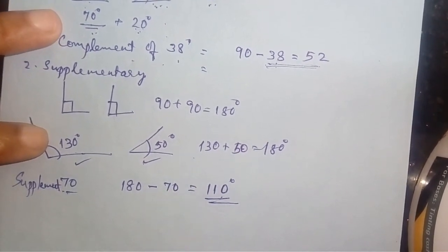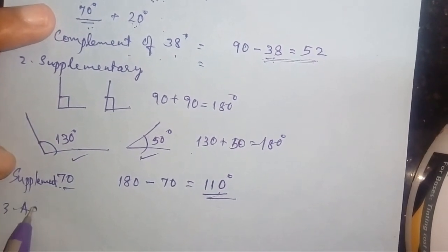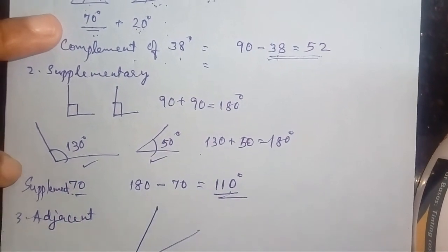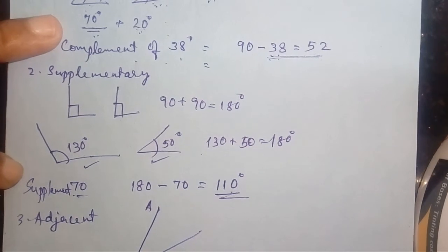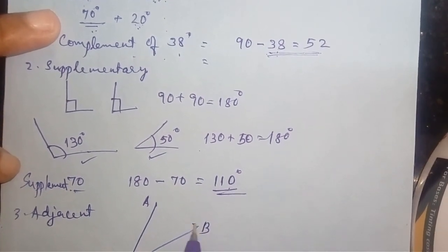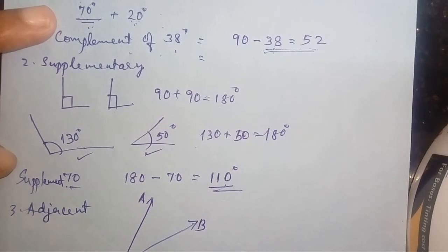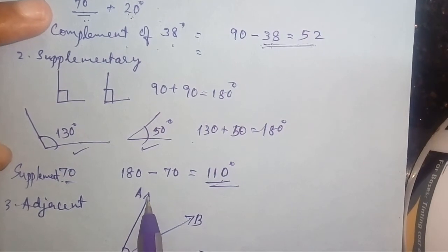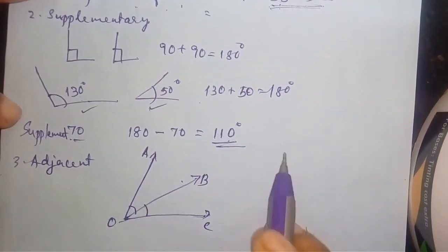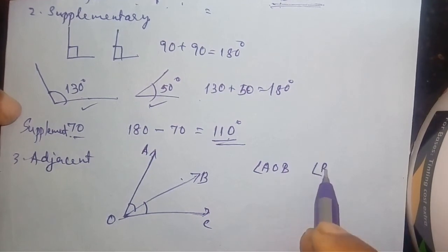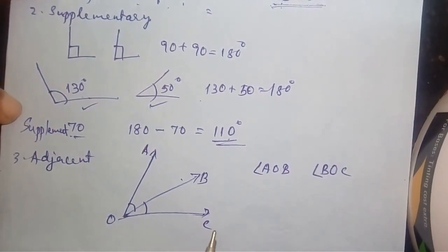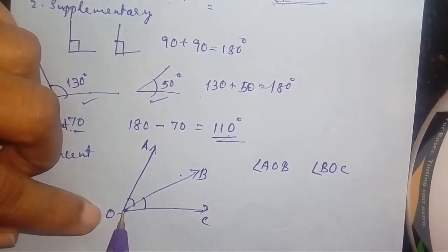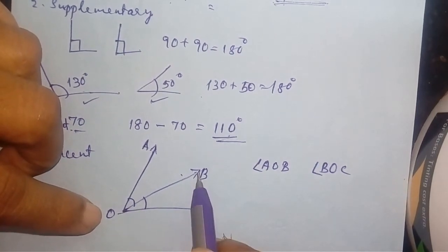Okay. Then we are coming to adjacent angles. Third one, adjacent angles. How can we obtain adjacent angles? See a figure like this. In this type of figure, we can say two angles are formed in the same figure: angle AOB and angle BOC. For these two angles, we can see one common vertex O and one common arm OB.